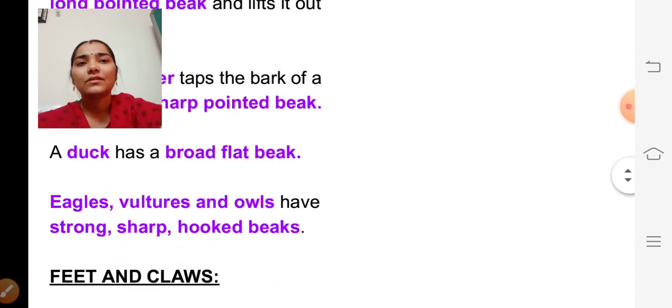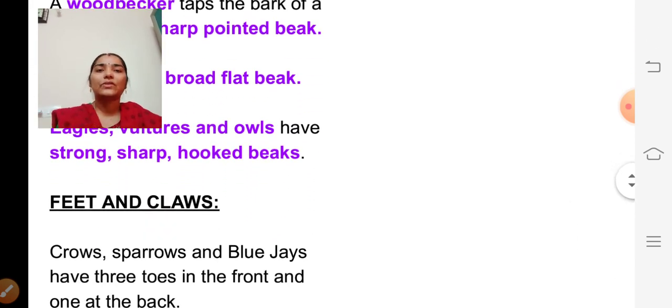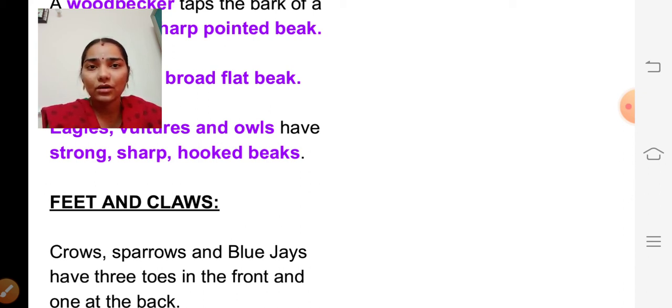Okay children. The next one is feet and claws. So what is the usage of feet and claws? The birds use feet to catch their food and to sit on the branches of the trees, isn't it?